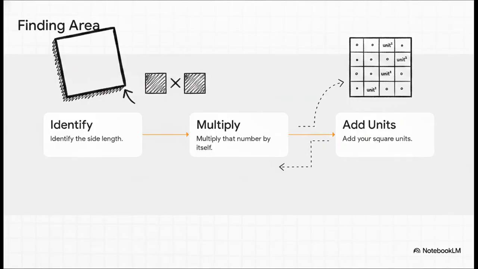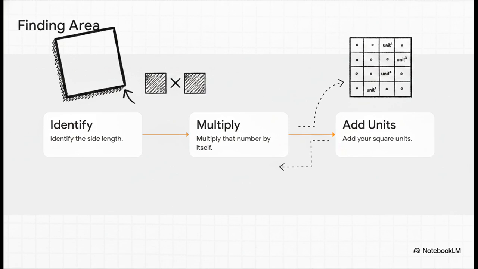So, if you know just one side of a square, you can plug it into a super quick 3-step process. Step 1, identify that side length. Step 2, multiply that number by itself. And Step 3, tack on your square units so everyone knows exactly what scale you're working with.